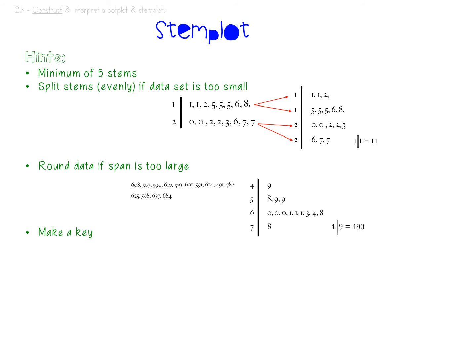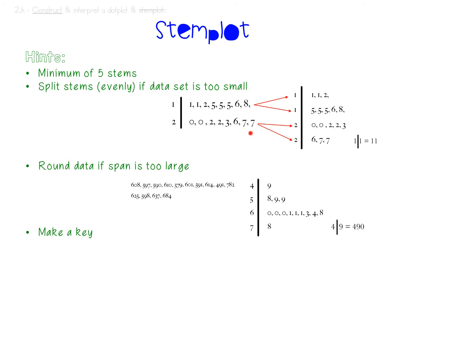So before we get started in creating, I have some hints because a stem plot can be a little bit tricky if you have some unique data. So the rule of thumb is that I have a minimum of 5 stems. When I'm talking about stems, I'm talking about this right here. Now obviously not every data set is going to give me that, but I always want to try to get as close to 5 or more stems, which are these numbers right here. Split stems if the data set is too small.